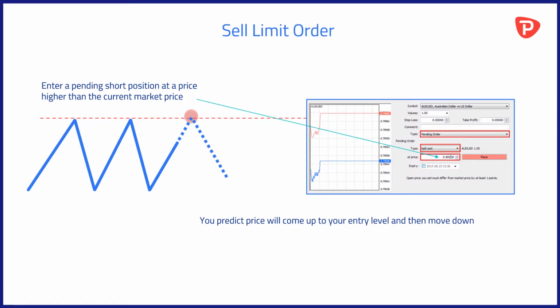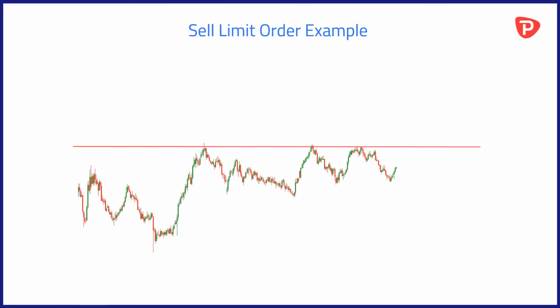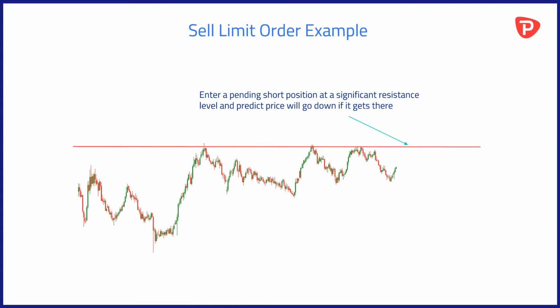In the real example we can see on the screen, you see this process in action. You can see the red resistance line on the chart, which may provide an expected level of resistance, and you would like to sell if price reaches this level. Rather than sit in front of the chart and wait, a sell limit order can be placed at the resistance price.